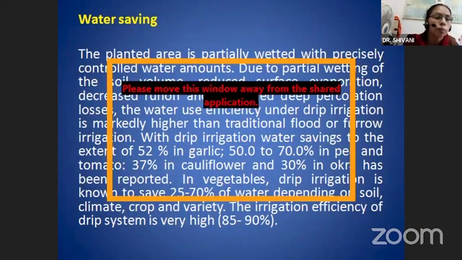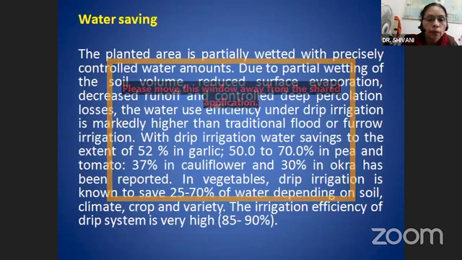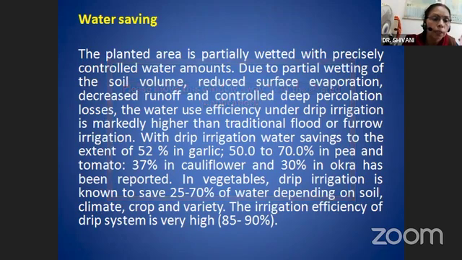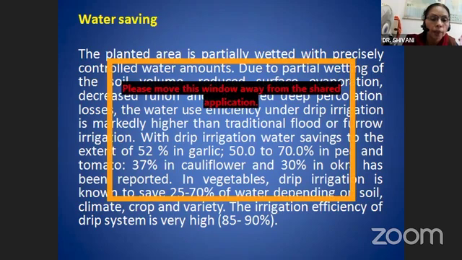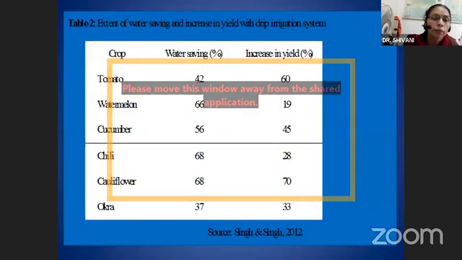The one and foremost important thing that we get from drip irrigation is water saving. So much research has been done, and it has been found that 52% of water can be saved in garlic, 50 to 70% in pea, 37% in cauliflower, 30% in okra. I mean to say that in vegetables, if we use drip irrigation, we can save 25 to 70% of water, depending upon the soil, climate, the crop and variety. And the irrigation efficiency of drip irrigation is very high, that means 85 to 90%.